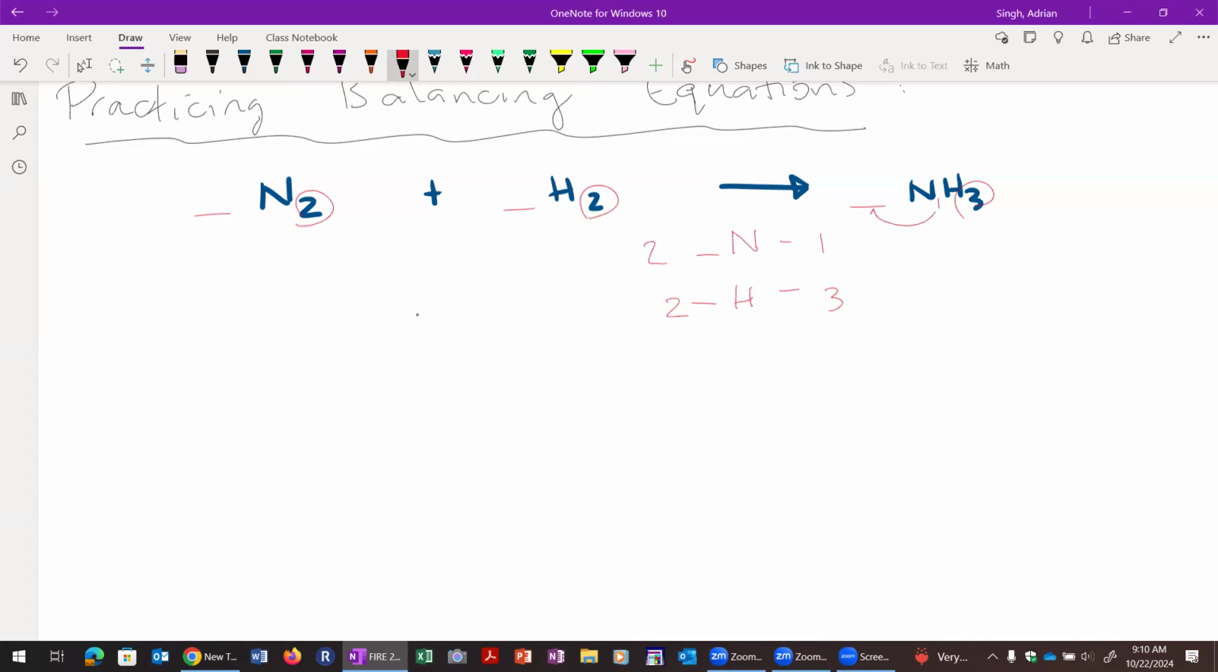So 1 times something needs to give me 2, so I'm going to put a 2. So 1 times 2 is 2 N, but now I've also changed my hydrogens. So 2 times 3 is going to give me 6 H's. Well, now I need to make 6 H's on the left. 2 times what is 6? Well, 2 times 3 is 6, so I put a 3 in front. I didn't mess with the N2 over here, so that's still 1. Okay, this is your balanced equation for this particular reaction.